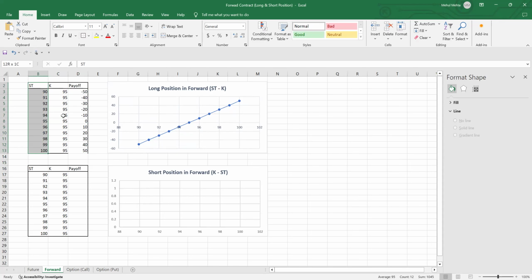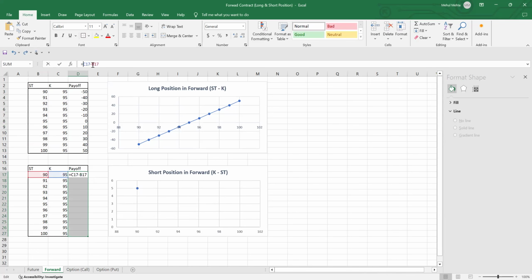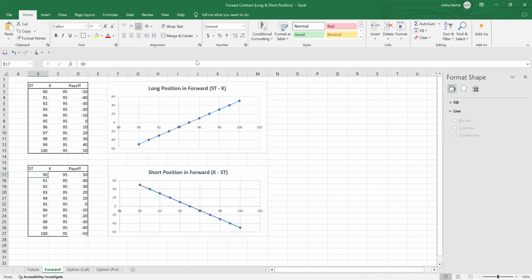Similarly, the payoff diagram for a short position is nothing but K minus ST. If we plot this out, and let's include a similar quantity, which is 10, then irrespective of the quantity, as I said, the plot will remain the same. It's only the magnitude of your payoff that will change, but the plot will remain the same.